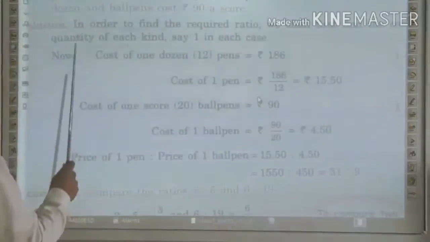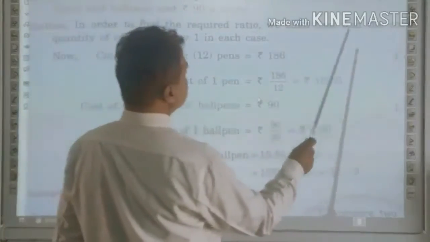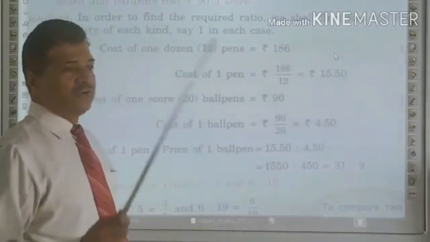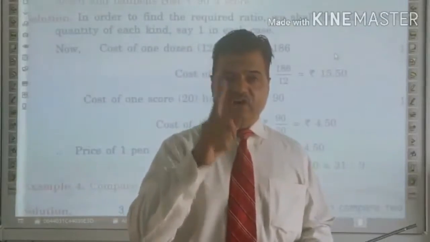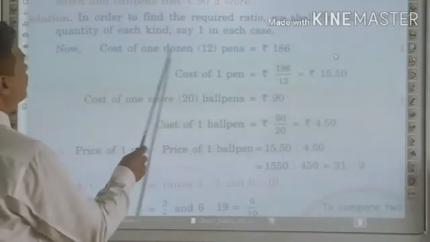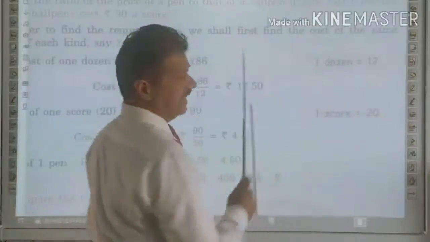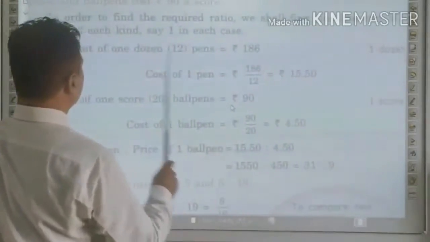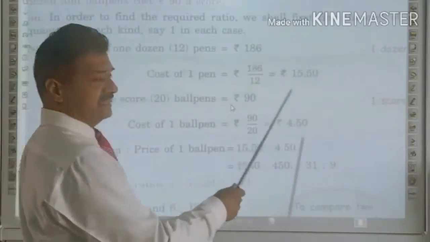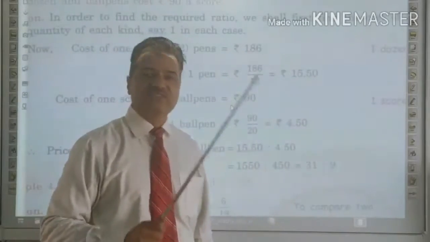Now, in order to find the required ratio, we shall first find the cost of the same quantity. We will find the cost of each piece of ball pen and each piece of pen. The cost of 12 pens is equal to 186. Then the cost of 1 pen is equal to 186 upon 12, which is 15 rupees 50 paise.